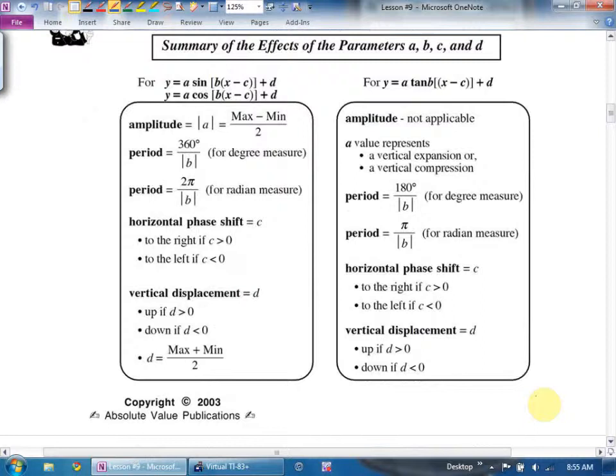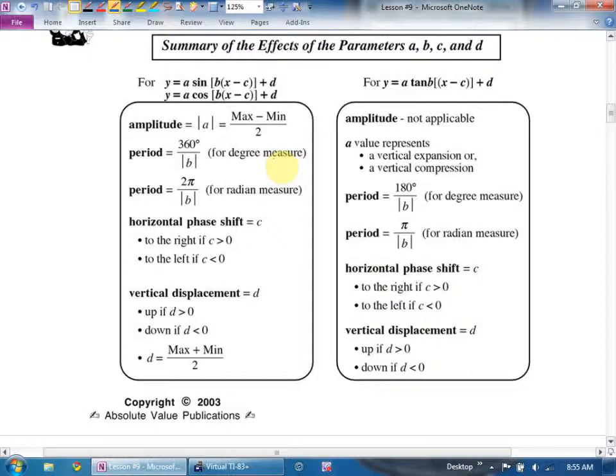Here's the money page right here. That's the one that summarizes all of our graphing. Let's see if we can understand all of this. First of all, for sine and cosine, y equals a sine or cos of b bracket x minus c, plus d. The amplitude, we said, highest minus lowest divided by 2. How far apart are they? Divide that by 2. That's your amplitude.